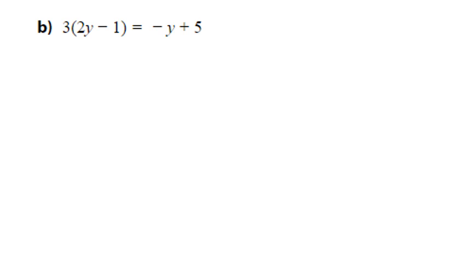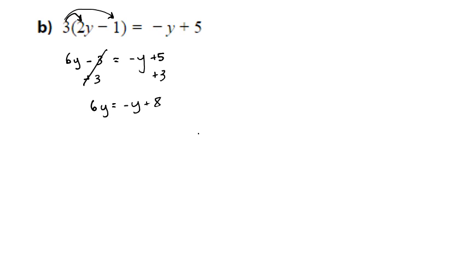In this example, I have y's on either side, and I have brackets here. So my first step is going to be to distribute this 3 out. So I'd have 6y minus 3 is equal to negative y plus 5. My next goal is to get my y's on one side and my numbers on the other side. So let's start with the numbers. I'm going to add 3 to both sides to get rid of this 3. So I'll have 6y is equal to negative y plus 8, and these two cancel out.